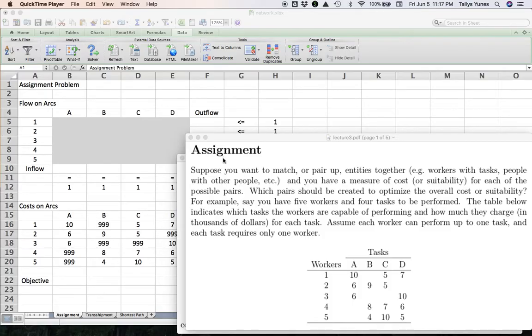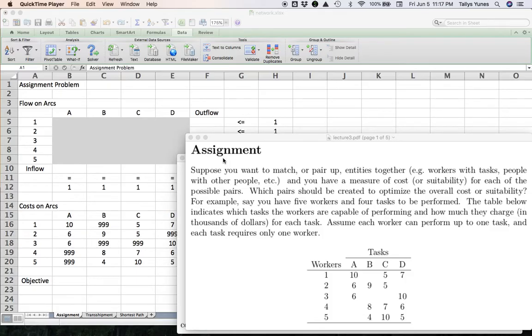All right, so the assignment problem can be seen as a special case of the transportation problem, and we'll see why in a second. But what is the context in which the assignment problem comes up? It comes up when you're trying to create pairs of things or pair up something with something else. And there are several situations where this may come in handy.